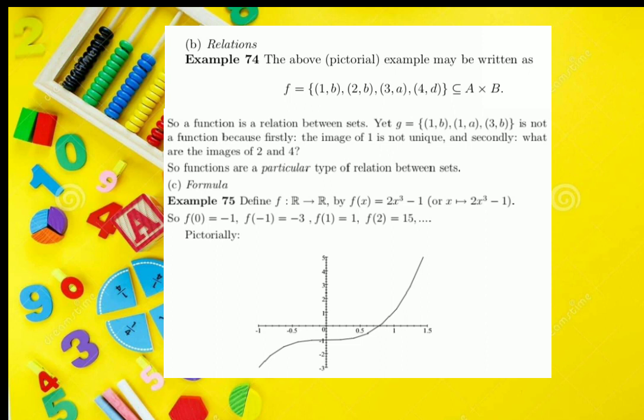C. Formula. Example 75. Define f: R → R by f(x) = 2x³ − 1, or x ↦ 2x³ − 1. So f(0) = −1, f(−1) = −3, f(1) = 1, f(2) = 15, and so on. Below is the graph, which is pictorial.